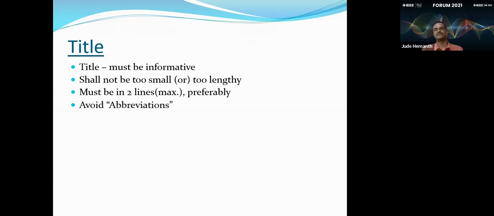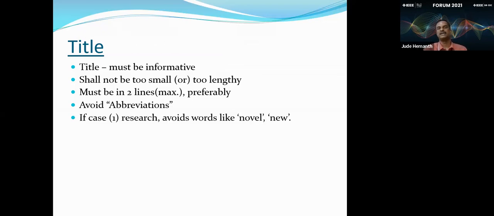ECG you can use, VLSI you can use. Such common abbreviations you can use, but if you get a chance, electroencephalography is always better than EEG. Try to have an expansion. If it goes beyond 3 lines, you can cut short, but make sure that it does not exceed 2 lines.